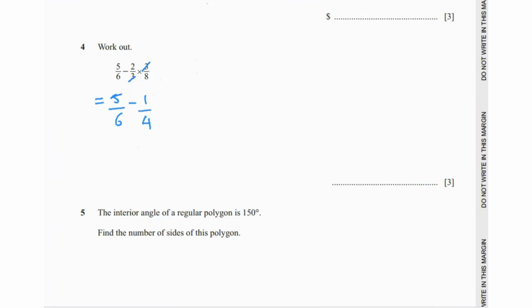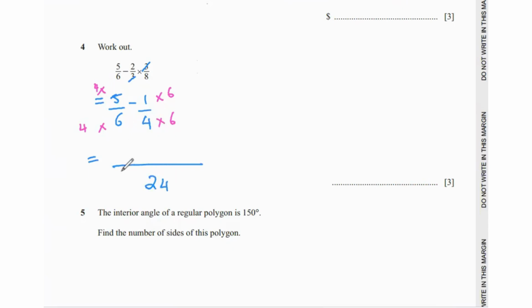Now, whenever we're adding or subtracting fractions with unlike denominators, the first step is to make the denominator the same. So to make the denominator the same, we can multiply the second fraction by 6 and the first fraction by 4. This way, we get a common denominator of 24.